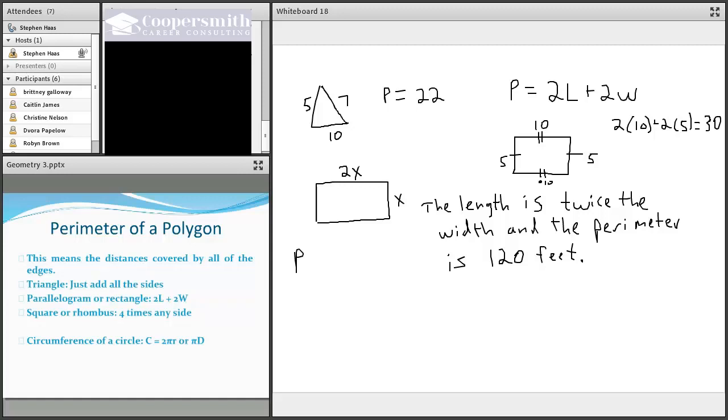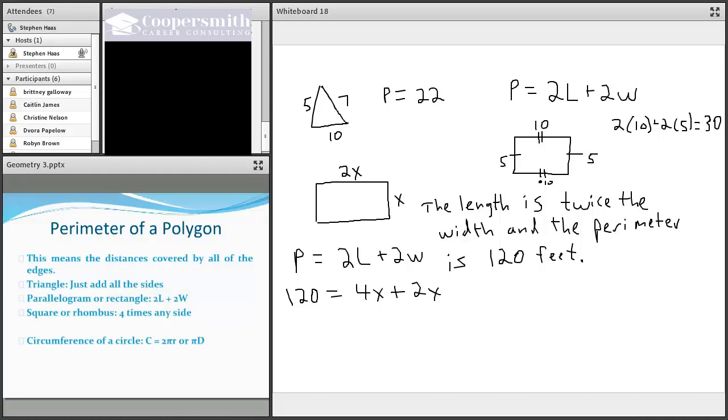Now, how about we apply the formula? What was the formula for a perimeter of a rectangle? Perimeter of a rectangle was 2L plus 2W. So let's apply this. I think it's really one equation, but okay, I think it's just semantics. All right, so our P was 120, because we were told that the perimeter is 120. 2 times the length is 2 times 2x, which of course is 4x, plus 2 times the width, which is 2 times 1x, which is 2x.